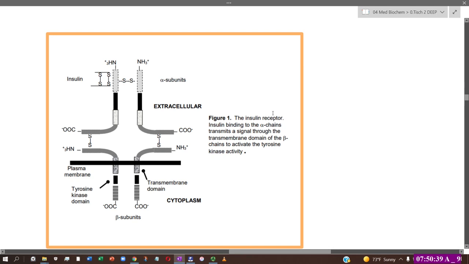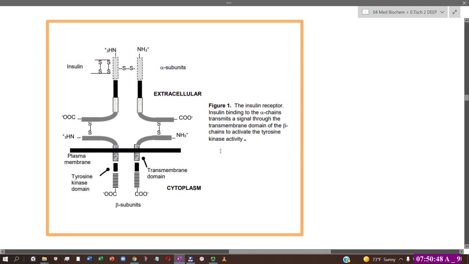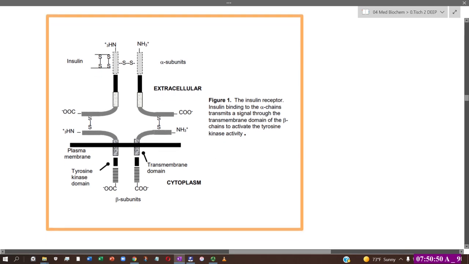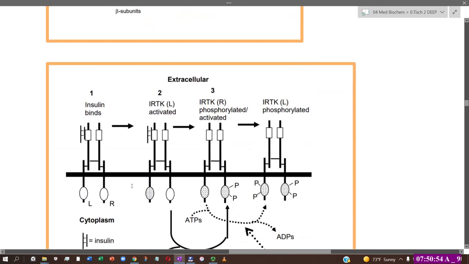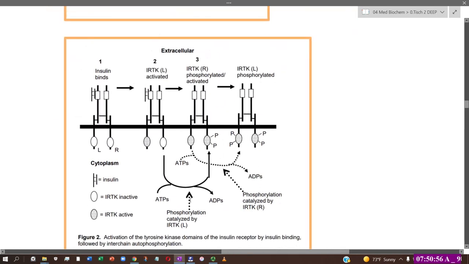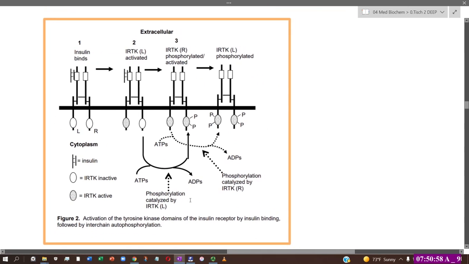So here, the insulin is binding to the alpha chains, and they transmit a signal through the transmembrane domain of the beta chains to activate the tyrosine kinase activity. Tyrosine kinase domain. Here we go. Very nice. So then this is figure 2 out of 5.